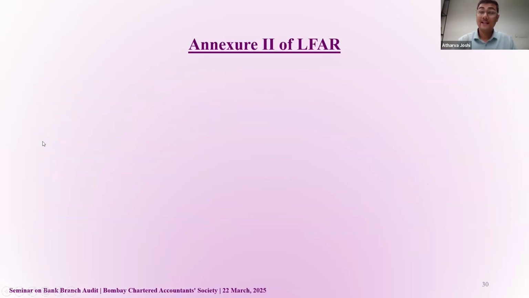The next slide. As we are concerned about the bank branch audit, our focus would be more on Annexure 2, that is the coverage in the long form audit report by statutory branch auditors. Basically, Annexure 2 is divided into 4 parts, namely assets, liabilities, profit and loss accounts, and general items. We shall discuss each one of them.